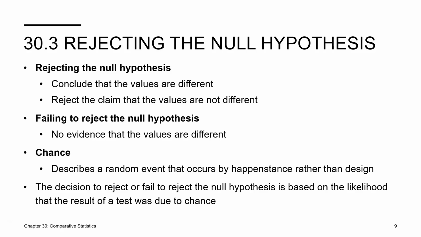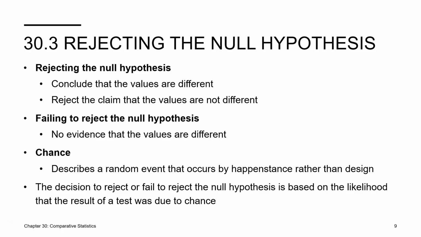So section 30.3 goes over rejecting the null hypothesis. In a study, when you have a statistical result, you either reject the null hypothesis, which concludes that the values are different, and that you reject the claim that the values are not different, or you fail to reject the null hypothesis. And you sometimes see this reported in the literature.